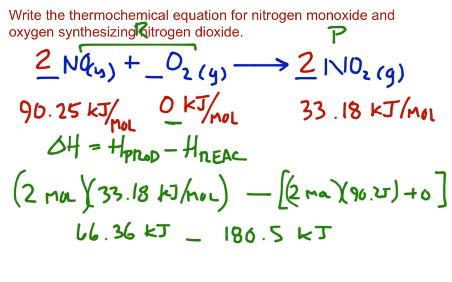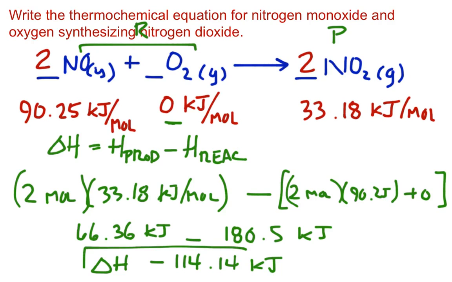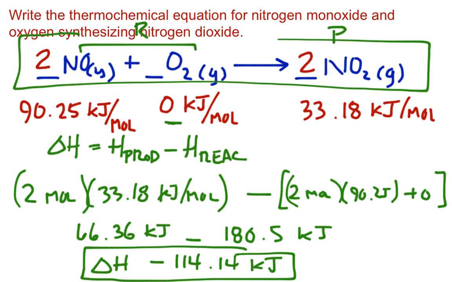Subtracting these together, we get our total delta H of the system to be negative 114.14 kilojoules. Again, this is not a bad thing. This simply means that when this reaction up here forms, it will actually give off 114.14 kilojoules of heat. It will leave the system and go back into the surroundings and will therefore feel warm.